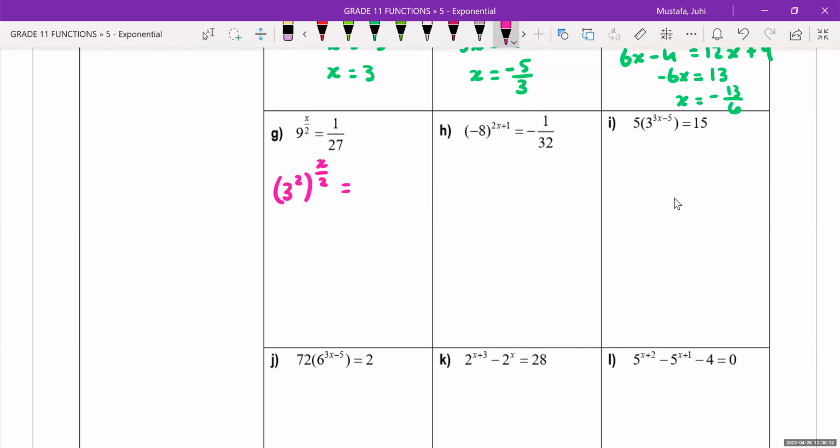Marzu? 3 to the power of negative 3, because that would be 1 over 3 to the power of 3, and 3 to the power of 3 is 27. Good. So I can just take the power of a power over here, and this will actually give me 3 to the power of 2 times x over 2, which is just going to be an x. And so my final answer is just going to be negative 3.